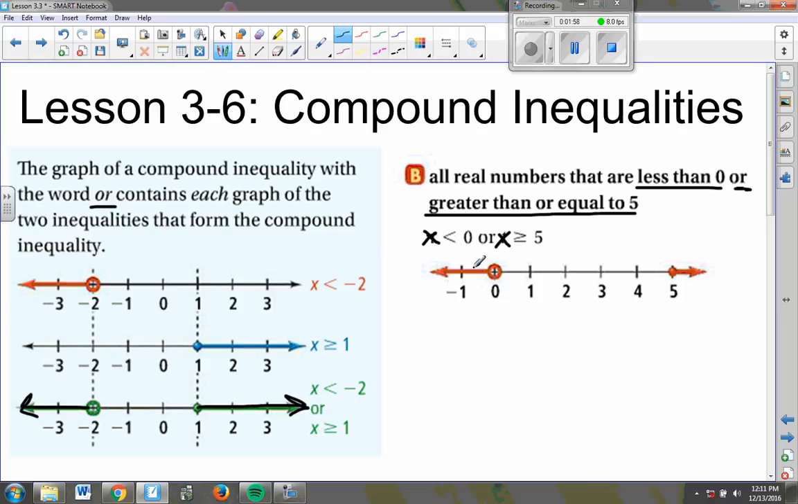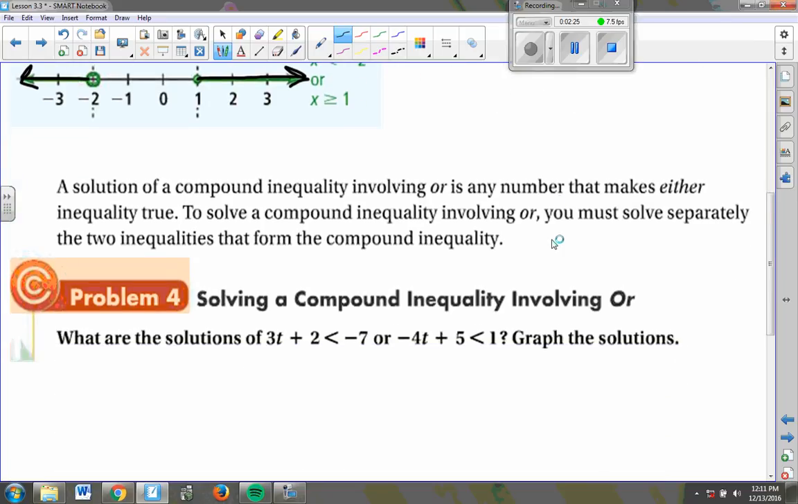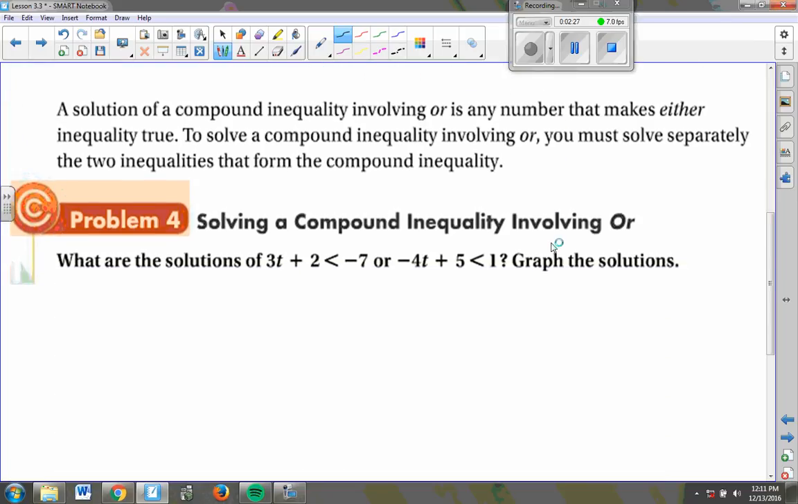And obviously I can graph those as well. It's two endpoints, just like graphing two separate inequalities. x less than 0 would be an open circle because it's less than, goes down. Greater than or equal to 5 would be a closed dot, which goes up. Okay? So we should be able to write or inequalities from a sentence and graph them as well. The other thing that we will have to do in our practice problems tomorrow is to solve compound inequalities that involve or.